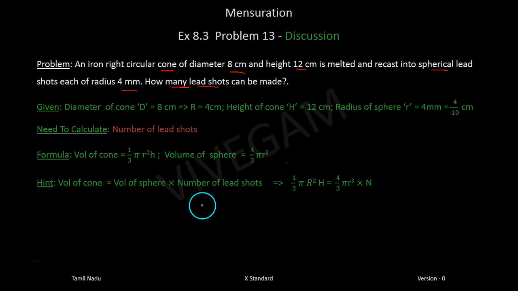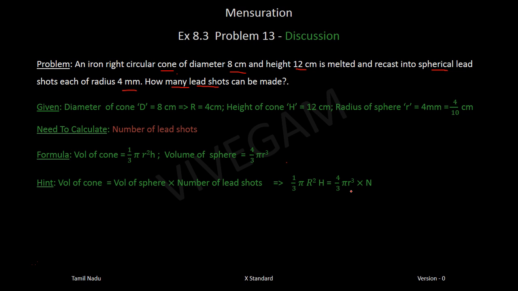So if you put in the formula, it is 1/3 pi r square h, which is the volume of the cone, equal to 4 by 3 pi r cube, which is the volume of the sphere, and let there be n number of lead shards, so multiplied by n. So this is how the problem can be solved. Capital R and capital H are for the cone, small r is for the sphere.